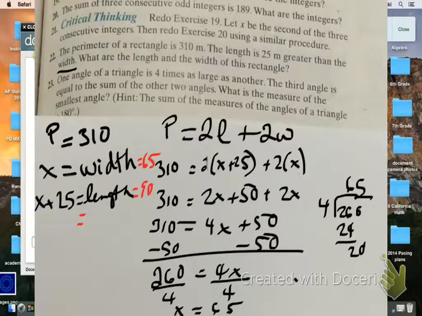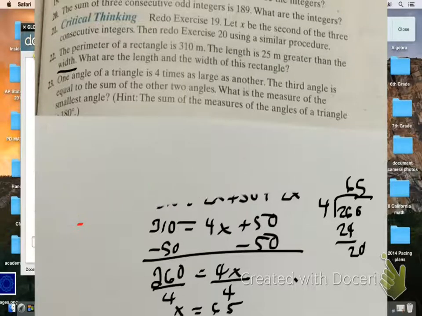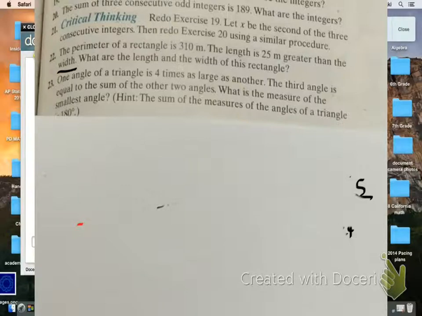All right, now last problem. No, I'm going to do two more. The next one, angle problem. All right, so we have one angle of a triangle is 4 times as large as another. The third angle is equal to the sum of the other two.